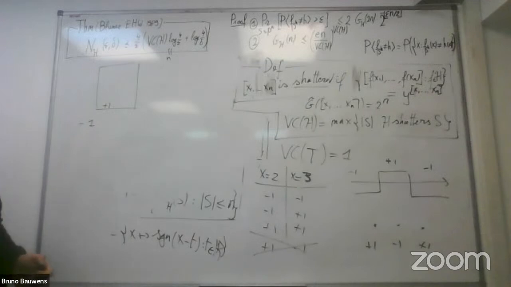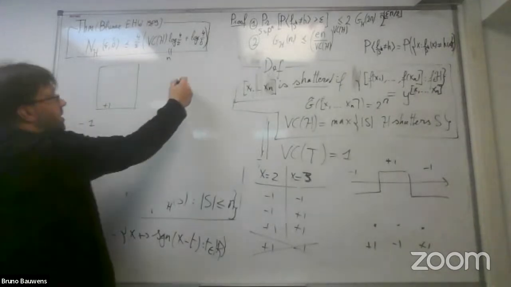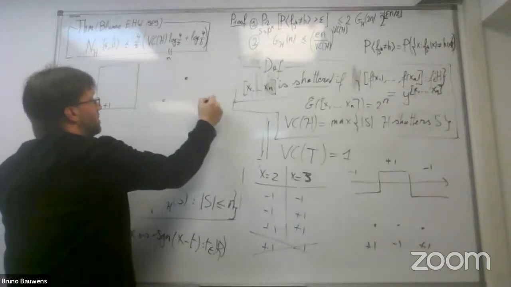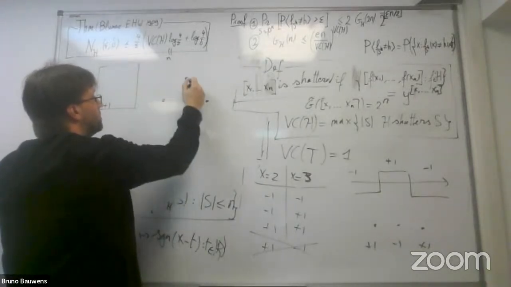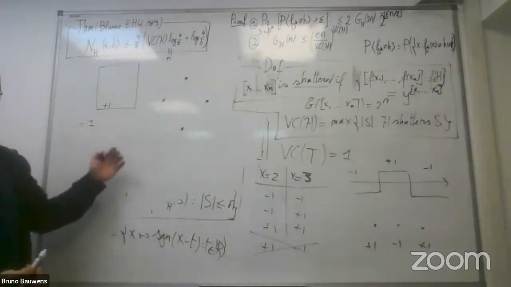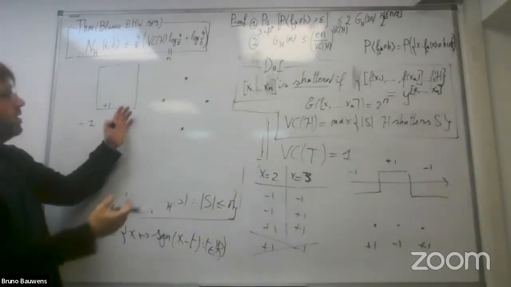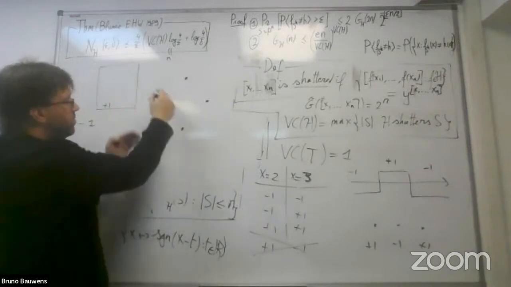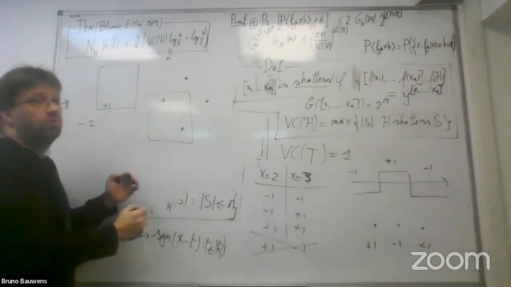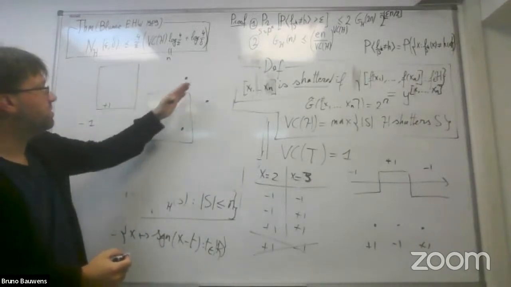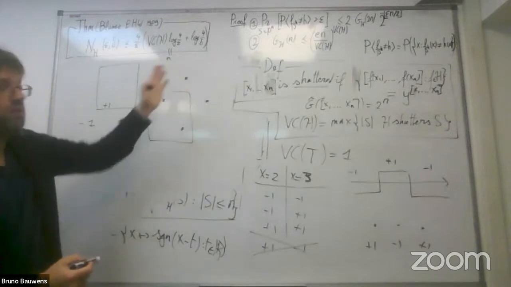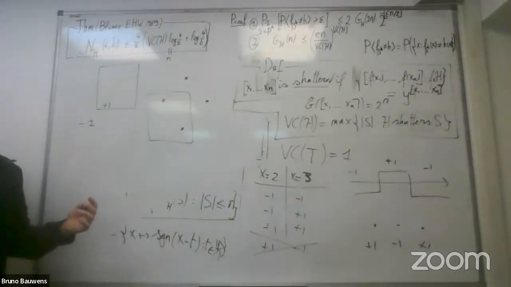So VC diamond, can we shatter 4 points? Can you find 4 points that are shattered? Okay, just to speed up a little bit. Here are 4 points, and they can be shattered. Like all plus, we can put it like this when there are two. Any choice of 2 points we can shatter, but 5 points cannot be shattered.